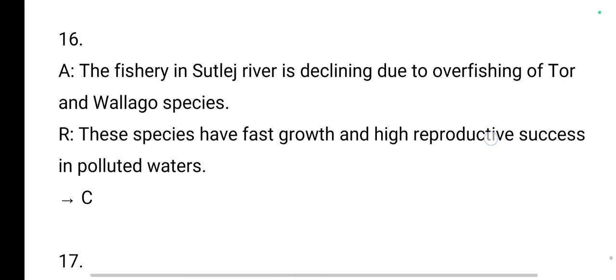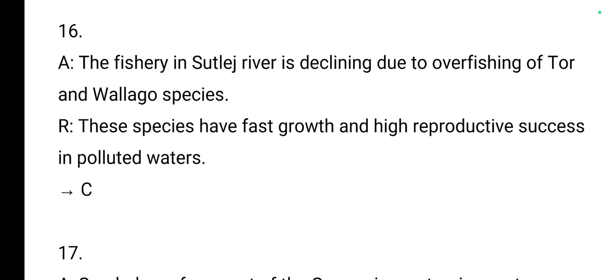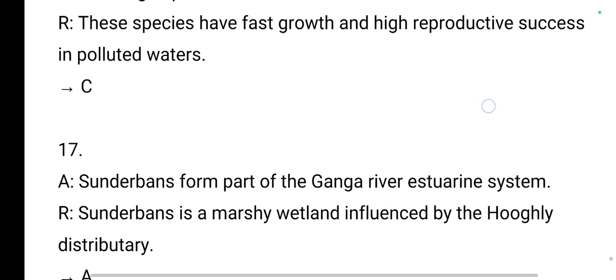So we'll start again. That is, the fishery in Satluj River is declining due to overfishing of tor and Valagu species. Then the reason is these species have fast growth and high reproductive success in polluted water. So the answer will be C.